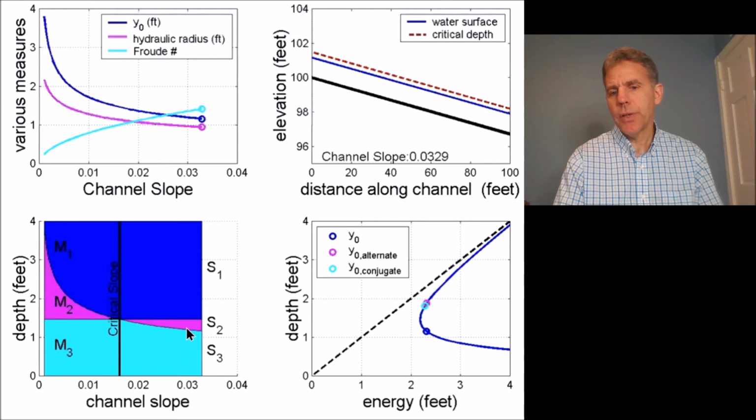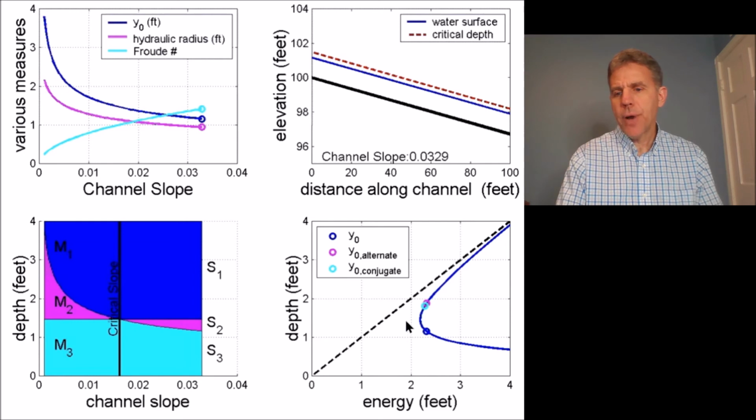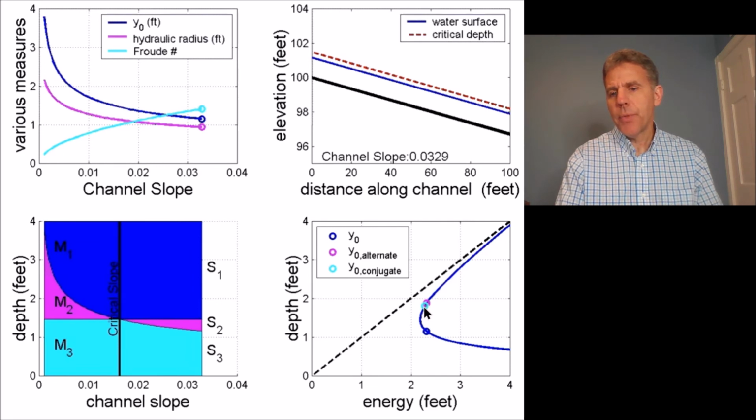The S2 curve lives in this small region between critical depth and the actual normal depth here. You'll notice that this curved line that separates the M2 from the M1 and the S2 from the S3 is basically this same curve, which is the normal depth itself. And finally, on the EY diagram, you're starting to see the magenta emerge from the cyan. So the alternate depth is emerging from the conjugate.